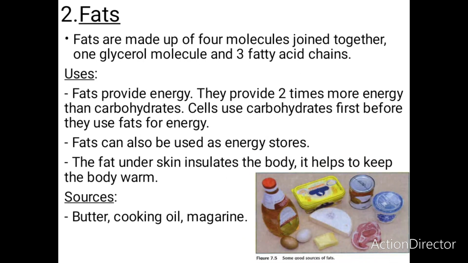Fats are also required in a balanced diet. Fats are made up of 4 molecules joined together, 1 glycerol molecule and 3 fatty acid chains. Fats provide energy. They provide 2 times more energy than carbohydrates, but cells use carbohydrates first before they use fats for energy. Fats can also be used as energy stores, and the fat under the skin insulates the body. It helps to keep the body warm. So basically, fats provide energy, can be used as energy stores, and help to insulate the body. Some sources of fats are butter, cooking oil, and margarine.